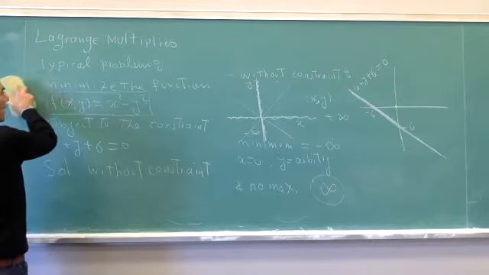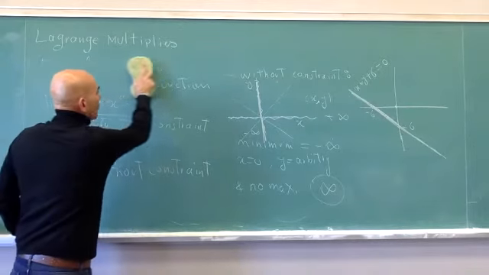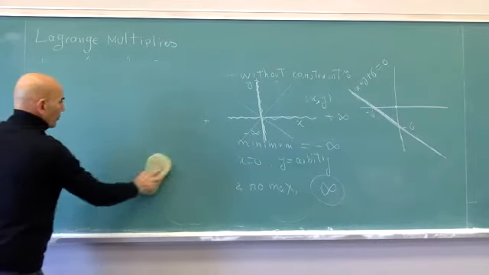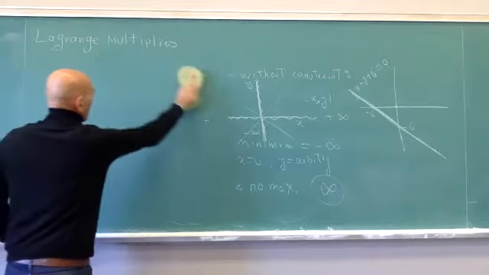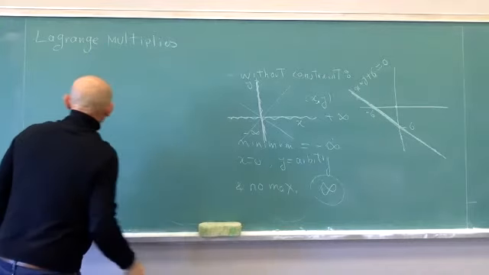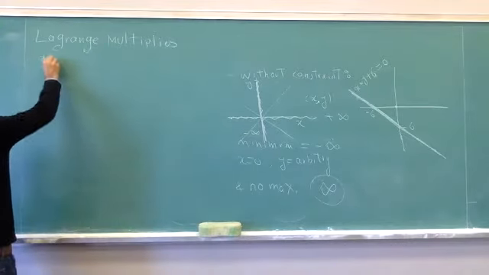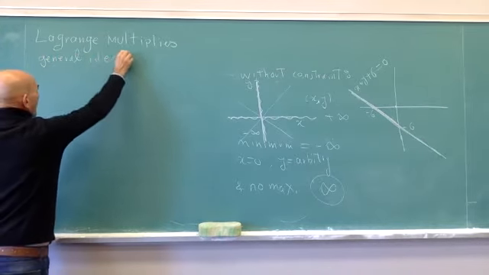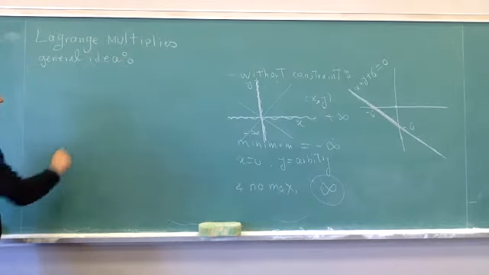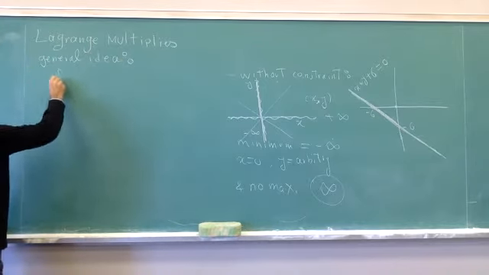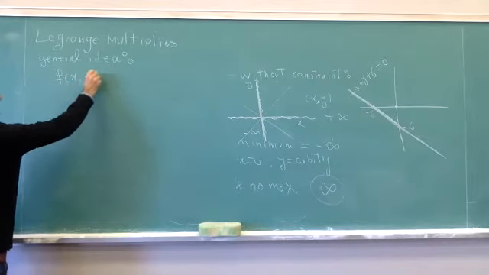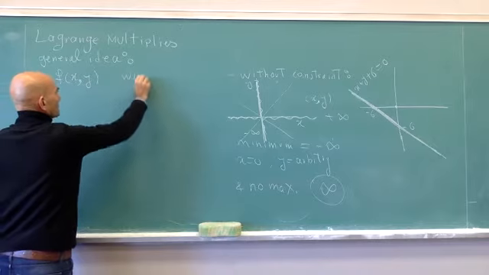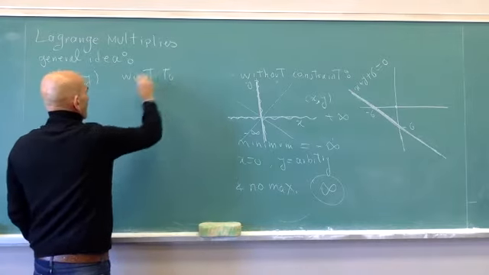So let me tell you now the general idea, and then we go back to this problem. This was just a warm-up. Before solving this problem, we just get the general idea now. So the general idea is this. We have a function we want to maximize or minimize, f of x and y. I would say extremize.